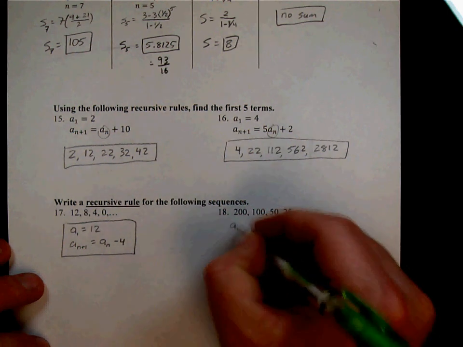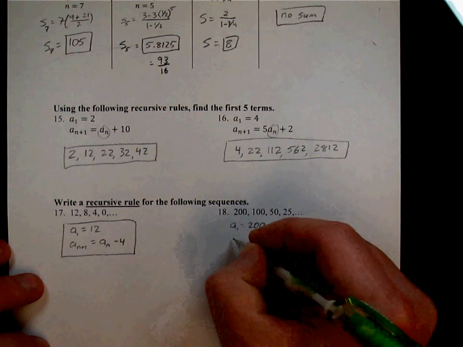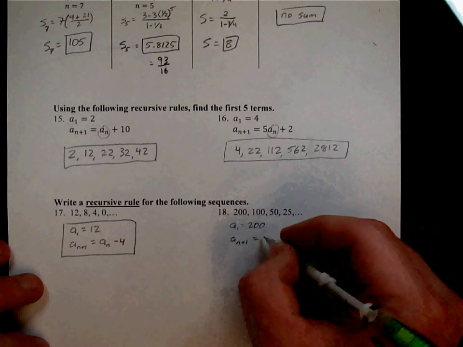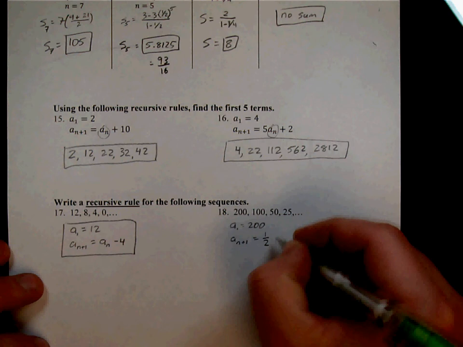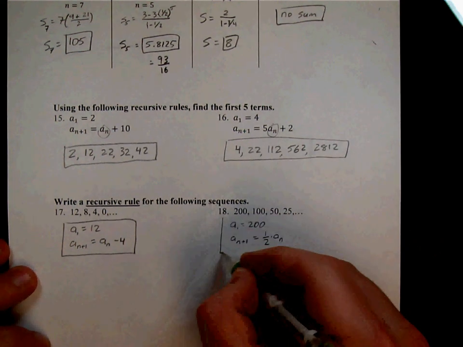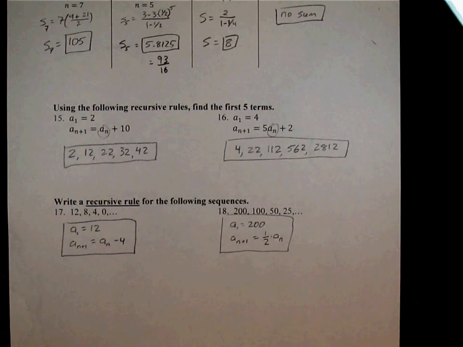Number 18, our first term is 200. The next term looks like I'm dividing by 2 or multiplying by 1/2. So I'm going to write it this way, 1/2 times a sub n. You can also have said a sub n divided by 2. All right, and that's the end of the worksheet.